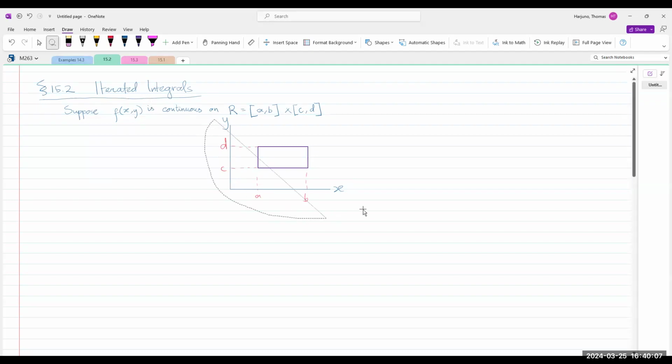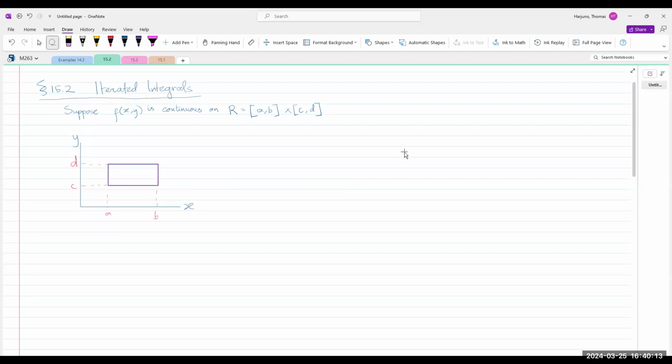Okay, in 3 dimensions, let's say it looks like this. Now, please, if you can, follow me in drawing. So in 3 dimensions, let's say the domain is like this. This is the domain, where this is a to b, and this is c to d. So this is our R here.